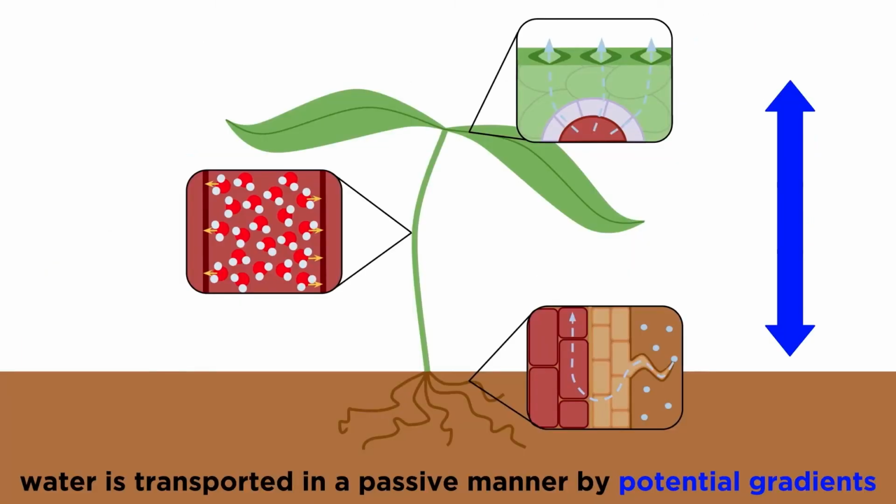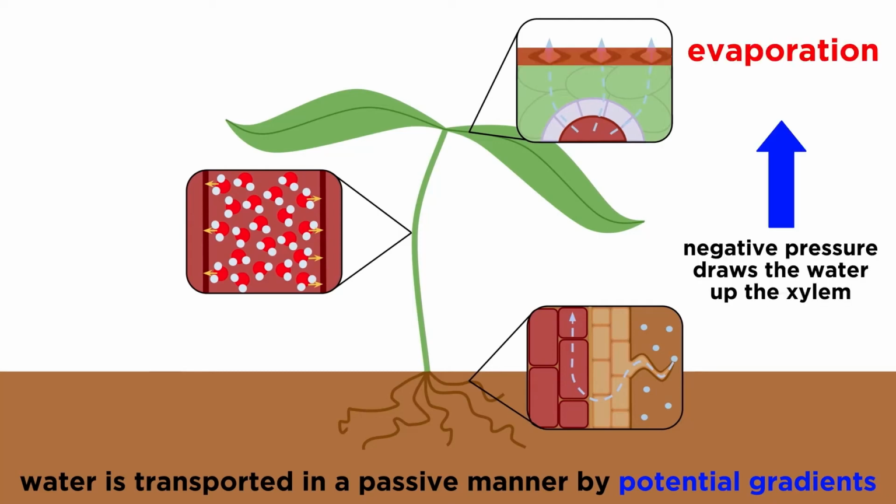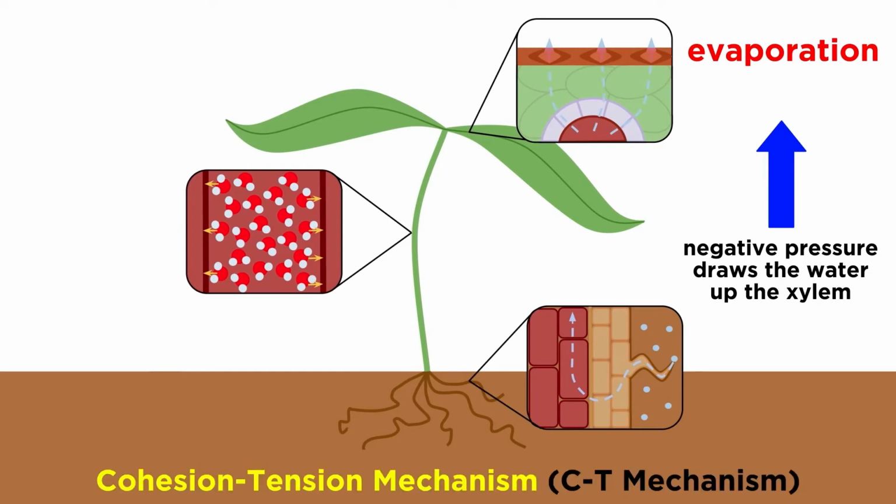Water is transported in a passive manner through the plant by pressure and chemical potential gradients. Specifically, this movement is driven primarily by potential differences in water caused by the negative pressure differential generated by the evaporation of water from the leaves. This process is known as the cohesion tension mechanism, or CT mechanism.